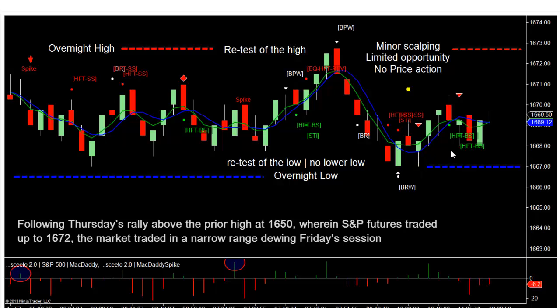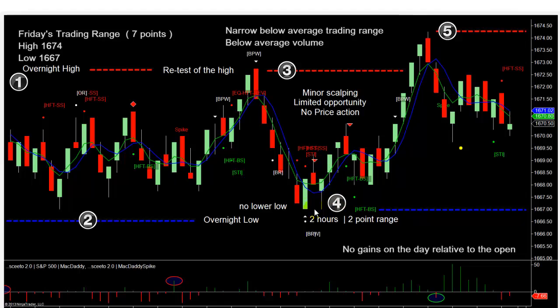During the remainder of the day, there were just minor scalping opportunities. The market was flat for a very long time. The overnight low at 66 was never really tested. The lowest the market traded down to was 67.68.